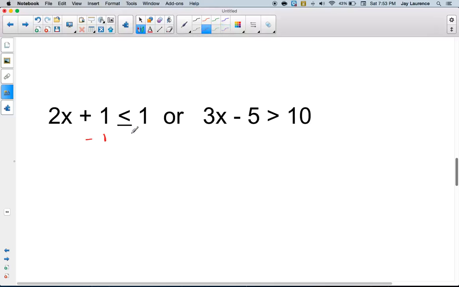So first I'm going to subtract 1 from both sides. And I'm going to get 2x, and that's going to be less than or equal to 0. And then I'm going to divide by 2, and therefore x is going to be less than or equal to 0. 0 divided by 2 is 0.